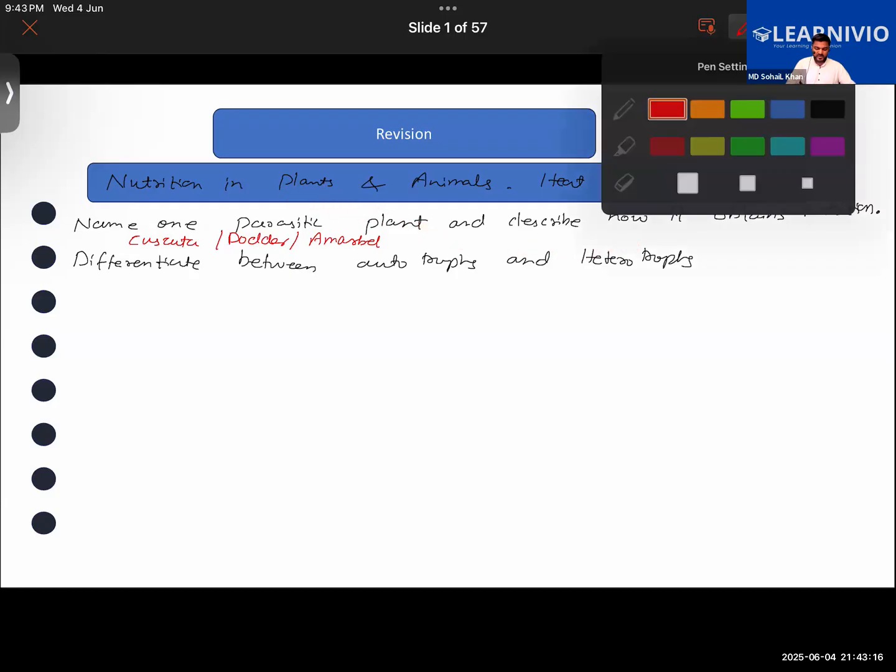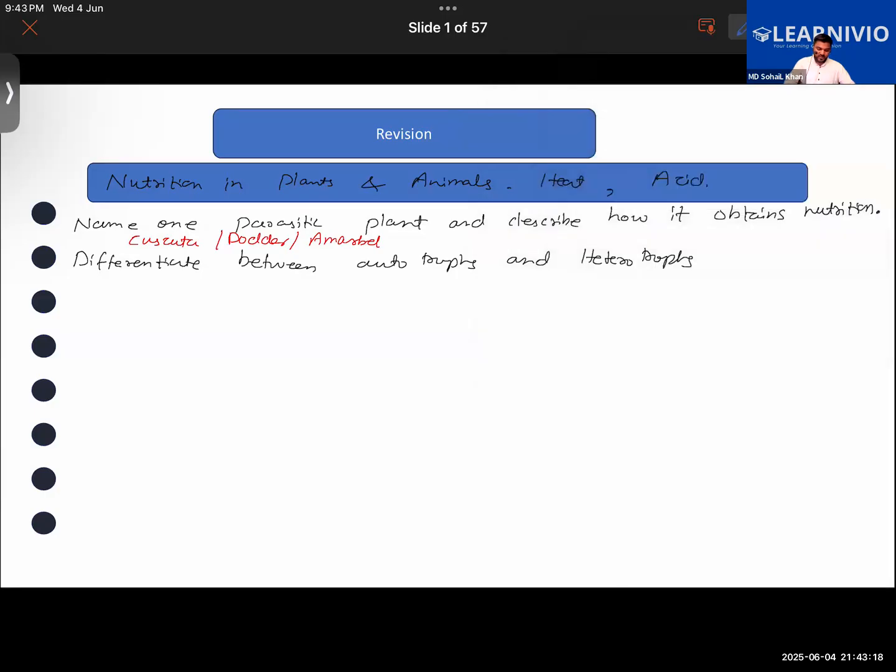By the way, in the first question, name one parasitic plant and describe how it obtains nutrition, there's a little addition I would like to make in the answer. See, Dodder, Amarbel, or Cascuta is the parasitic plant. What they do is live on the body of the host plant. They do not have chlorophyll and absorb nutrients from the host plant by penetrating their tissues. Listen to me: they do not have chlorophyll and absorb nutrients from the host plant by penetrating their tissue.